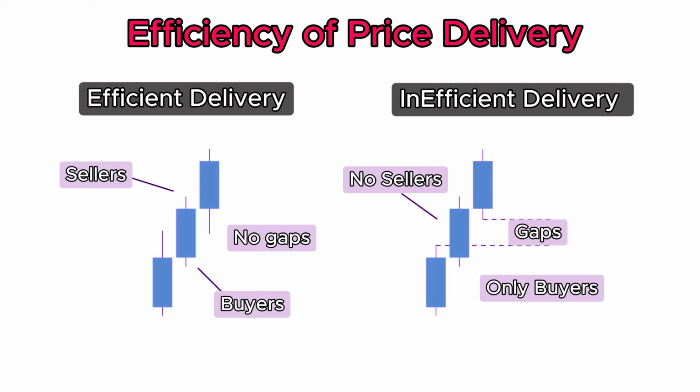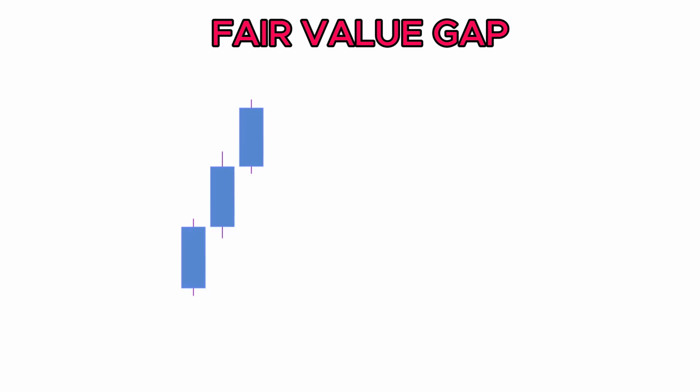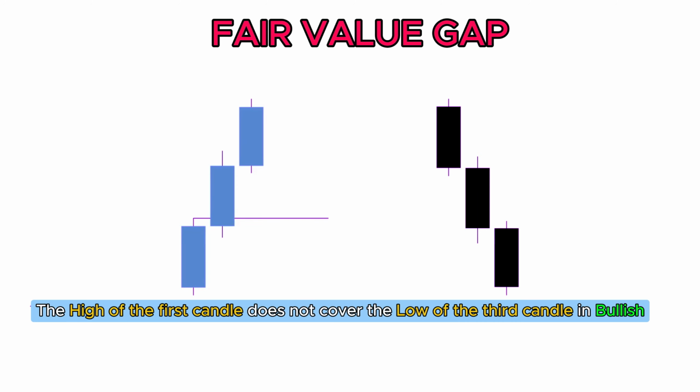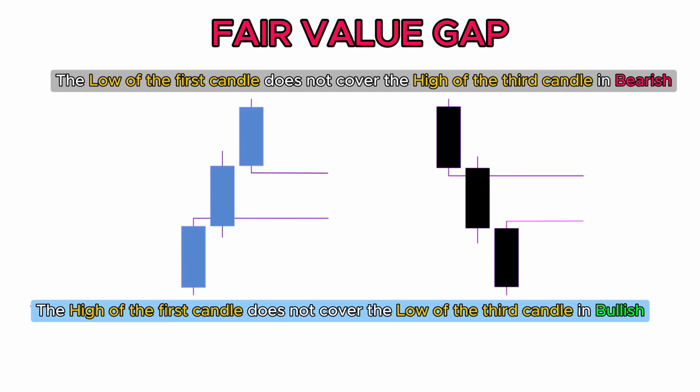This means that there are places in the market where orders remain unexecuted or only partially filled, which is a key sign of inefficient pricing. You may have noticed that inefficient price delivery is similar to the fair value gap, which we will discuss next because it is the first and simplest tool we use. The fair value gap is a price action element formed by 3 candles, where the high of the first candle does not cover the low of the third candle in a bullish scenario, and the low of the first candle does not cover the high of the third candle in a bearish scenario.